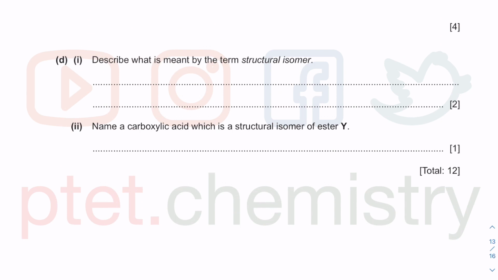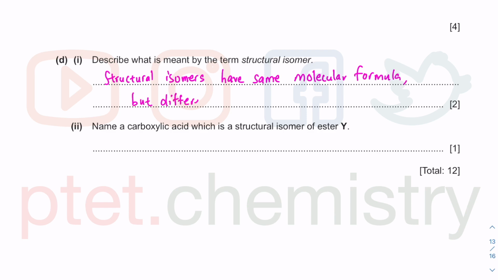D part 1, what is meant by structural isomers? So we know that isomers at IGCSE level are all structural isomers. They have the same molecular formula, but different structural formula. So in terms of the actual number of atoms in the whole molecule, they will be the same. But in terms of their functional groups or positions or straight chain versus branch chains, they will have different structural formula. Next up, name a carboxylic acid, which is a structural isomer of ester Y.